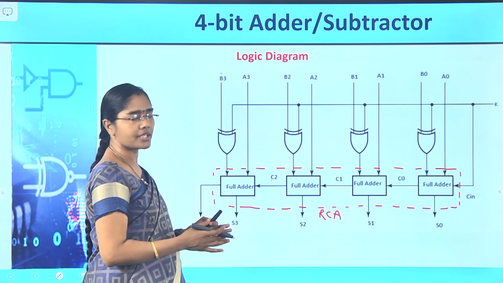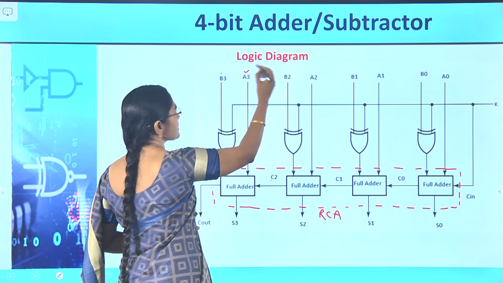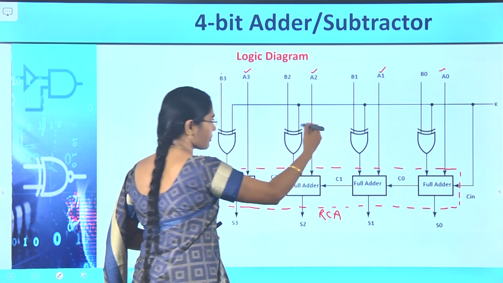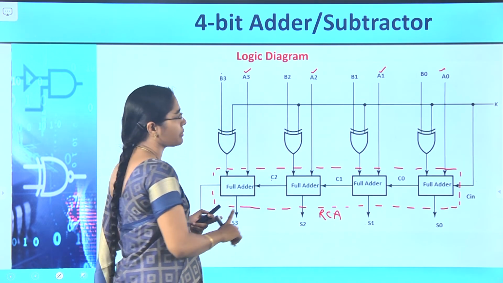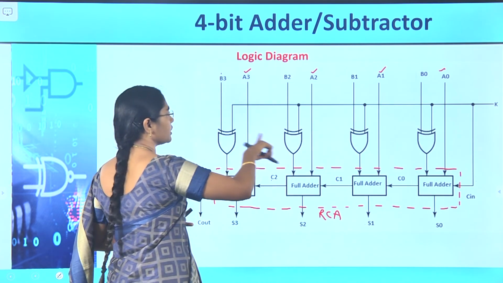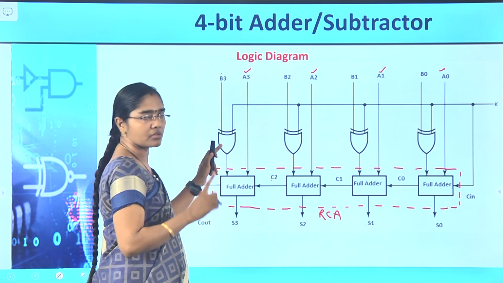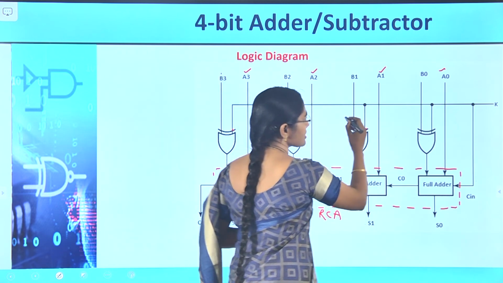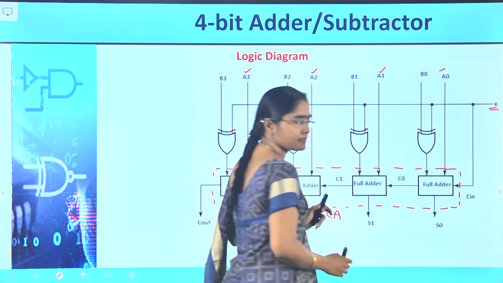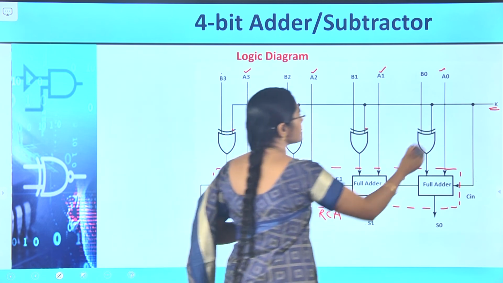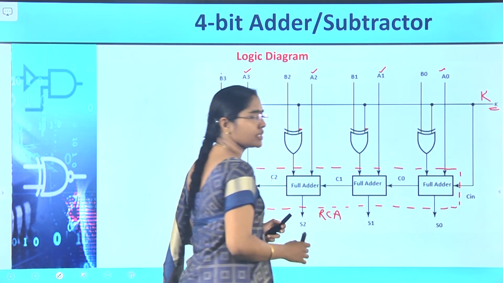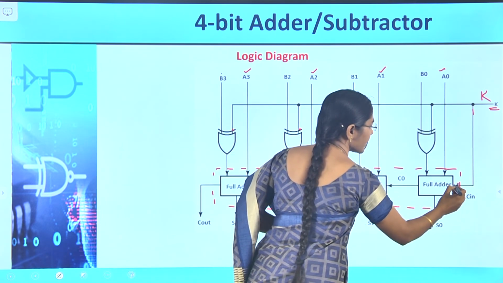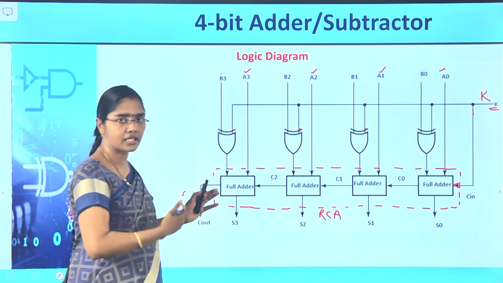To that, inputs A are applied directly: A3, A2, A1 and A0. A is applied directly, and B is applied through an XOR gate. So B0, B1, B2, B3 are applied as one input of the XOR gates. And the second input of the XOR gate is the control signal. Here the control signal is represented as K, and that same K is applied as carry in for the parallel adder.